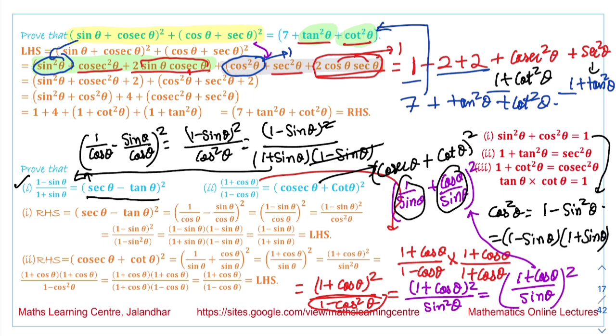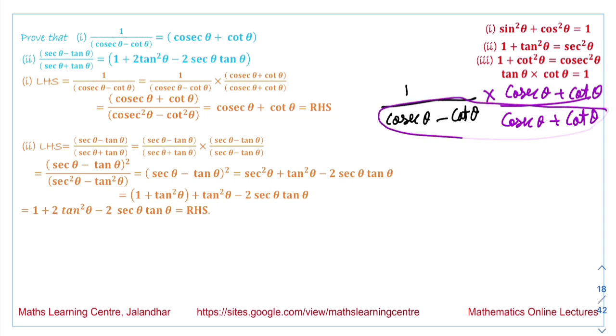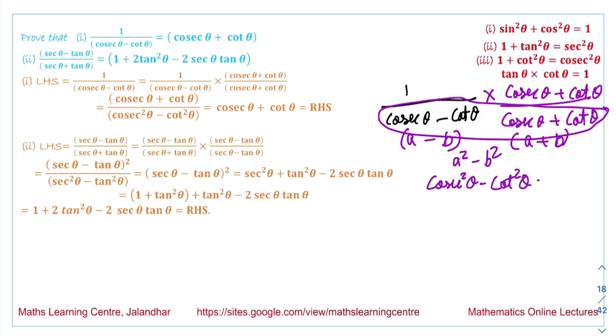Now next we have the first part, 1 over cosecant theta minus cot theta, and we have to prove that it is equal to cosecant theta plus cot theta. So we are multiplying it with cosecant theta plus cot theta, and dividing it with cosecant theta plus cot theta. Now look at this denominator over here. This is a minus b into a plus b, so it is a square minus b square, that is cosecant square theta minus cot square theta.